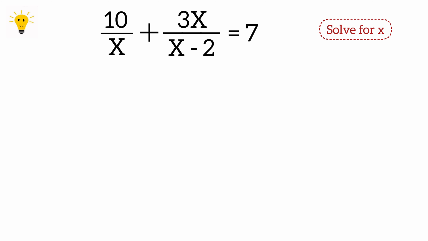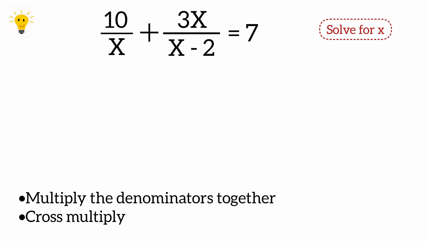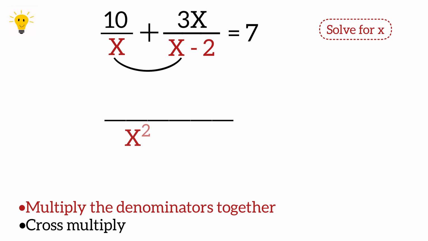these fractions together. When you are adding fractions that have different denominators, you follow two steps. You multiply the denominators together, then you cross multiply. X multiplied by x is x squared, and x multiplied by a negative 2 is negative 2x.